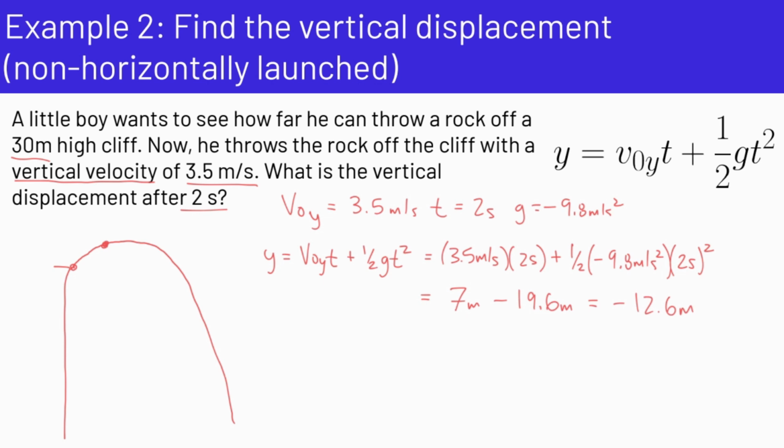So I need to modify my drawing a little bit. So this is 1 second. The rock goes up and then comes back down. And so this would be about 2 seconds. So here's 1 second, here's 2 seconds. And that distance between these 2 points is about negative 12.6 meters.